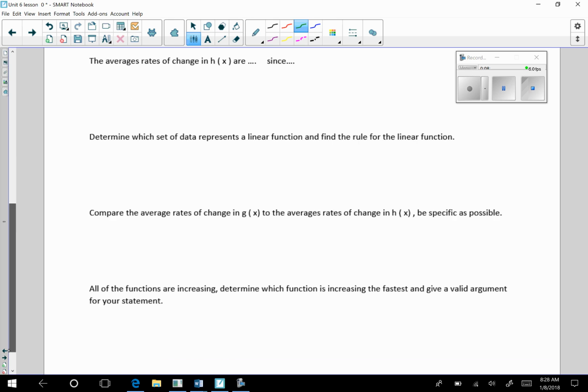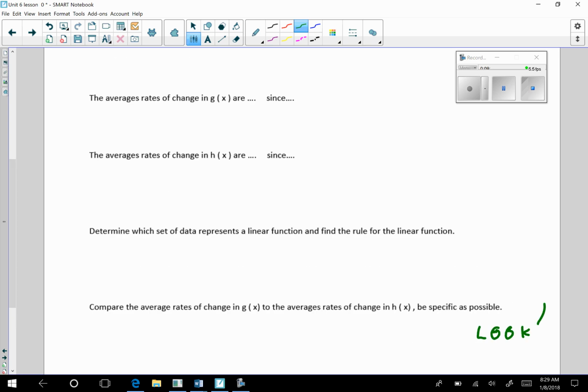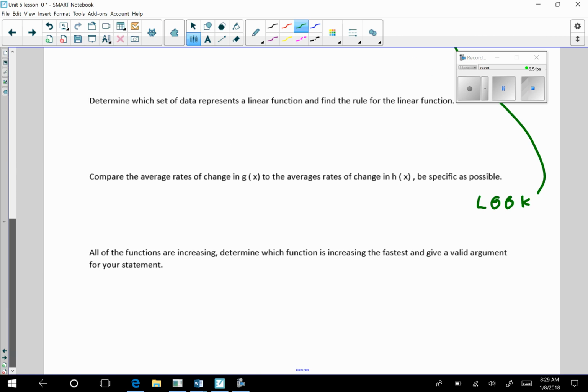And then the final question is going to compare the average rate of change in G of x to the average rate of change in H of x. And you want to be as specific as possible. Again, where are you going to get this information? You're going to look at the table above, and that is going to tell you the comparison of the average rates of change in G to the average rates of change in H. If you walk through this, do not make this more difficult than it is. It's a fairly straightforward worksheet.